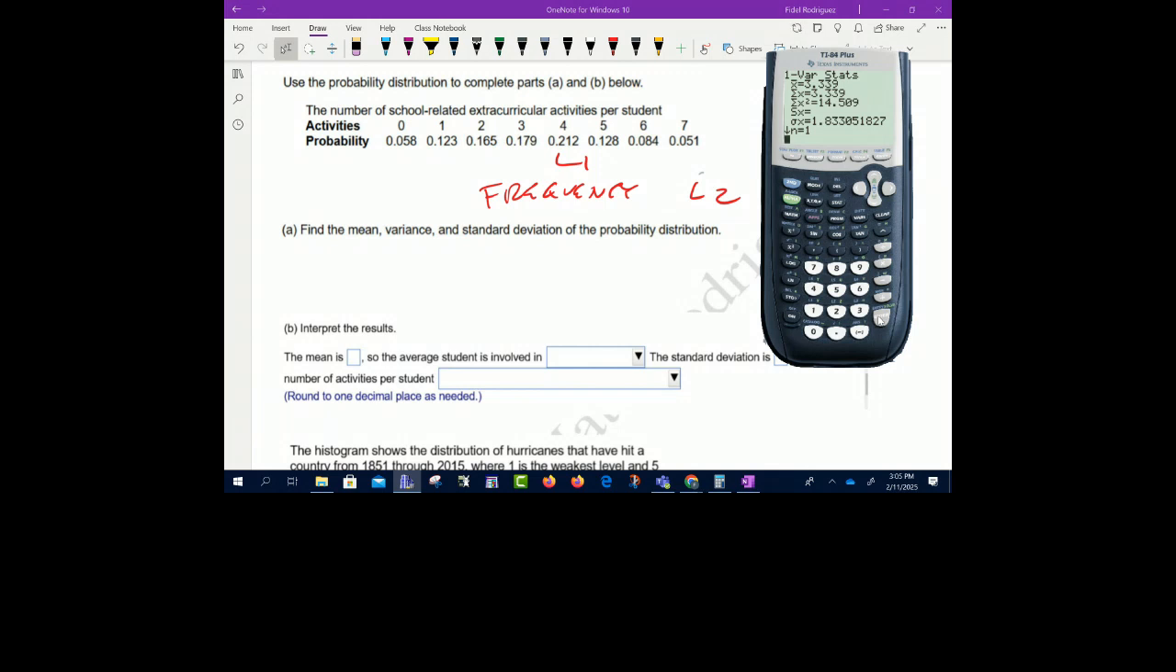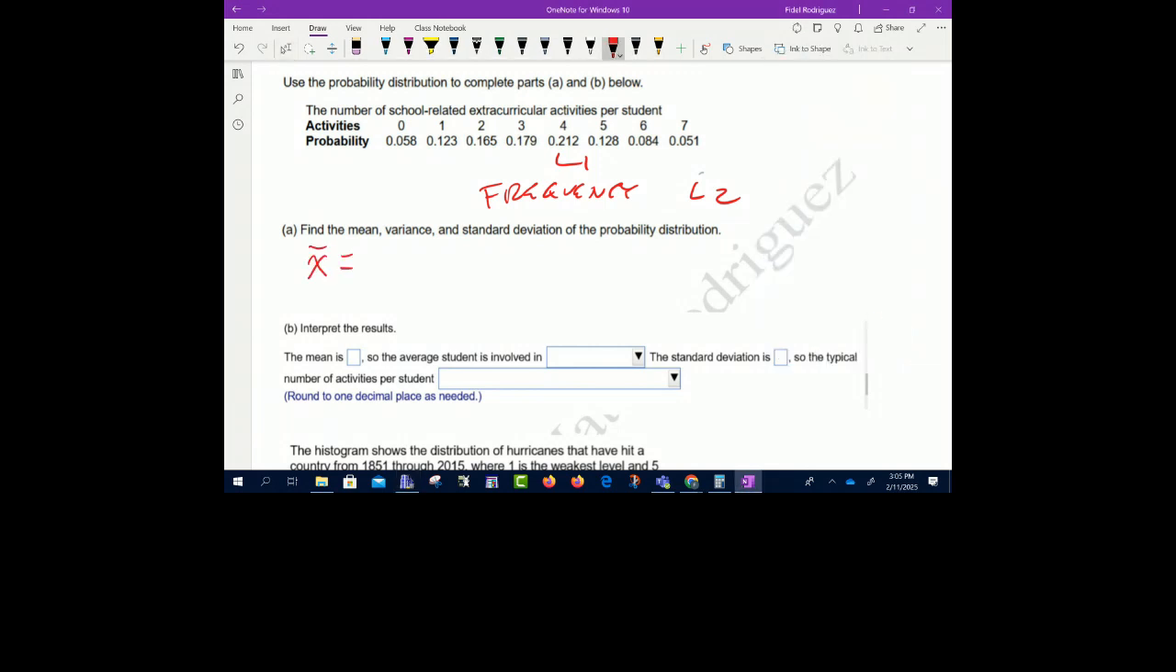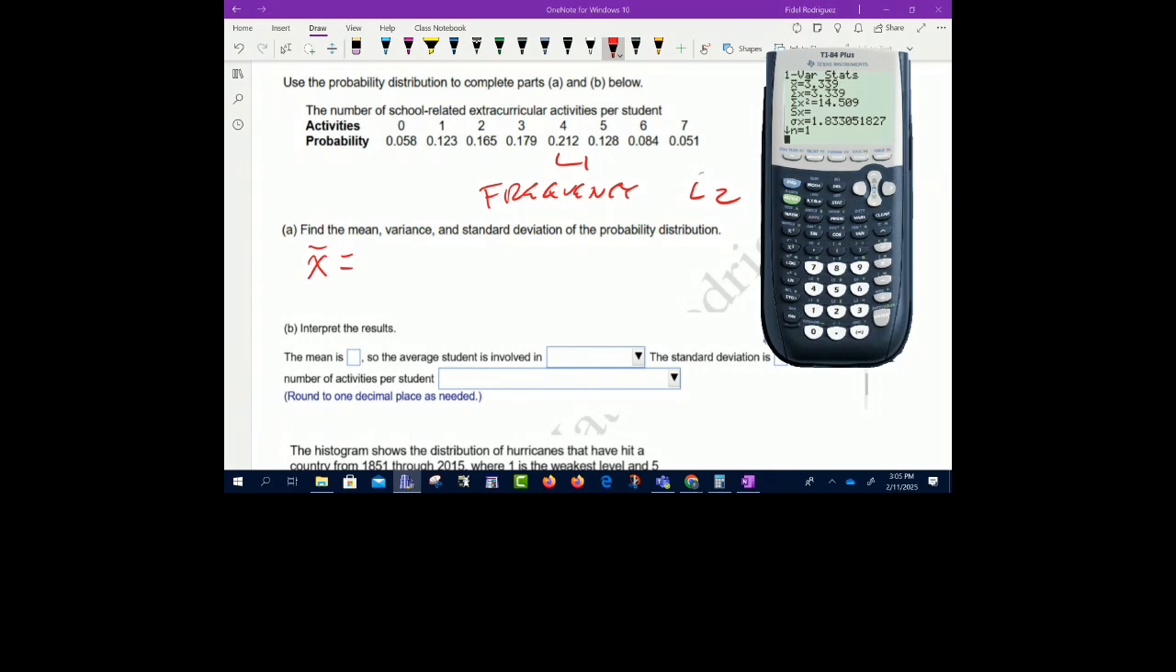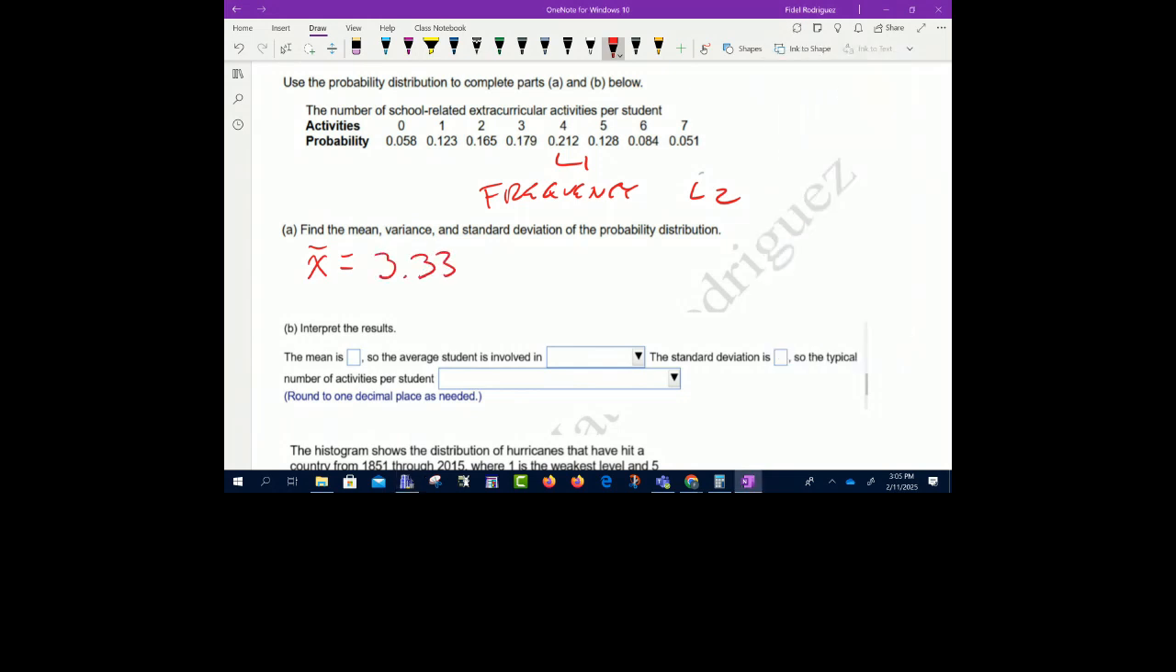All right. So, y'all, it's asking us for our mean, our variance, and our standard deviation for the probability distribution. So, my mean, y'all, first thing I'm going to do here, I'm going to write X bar equals, let's see, what did I come up with? 3.339. There we go. That's what it is.